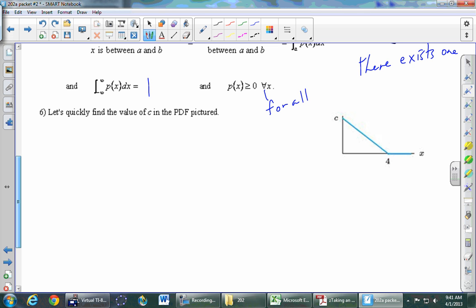All right, so take a look at number 6. Number 6 represents a very simple PDF. Hopefully this isn't the same US population age example. Can we think of something that we could measure where a lot of people have some characteristic that's a 0, but then it decreases until we get to a 4, and then nobody has this characteristic, right? It's 0 from that point forward.